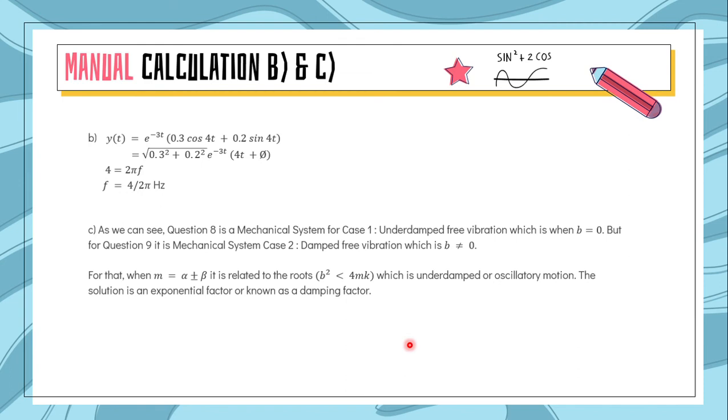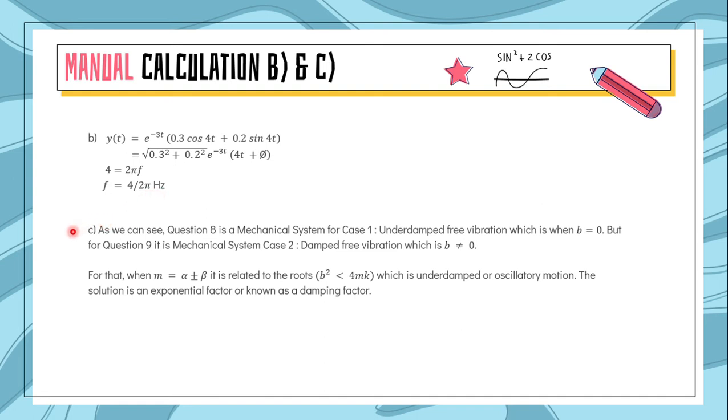For question B, we need to find the value of frequency. As you can see, our general equation is this one, and we can express it like this. And we know the value of beta is 4. Beta is equal to 2 pi f, which means 4 equals 2 pi f, and the frequency is equal to 4 over 2 pi hertz.